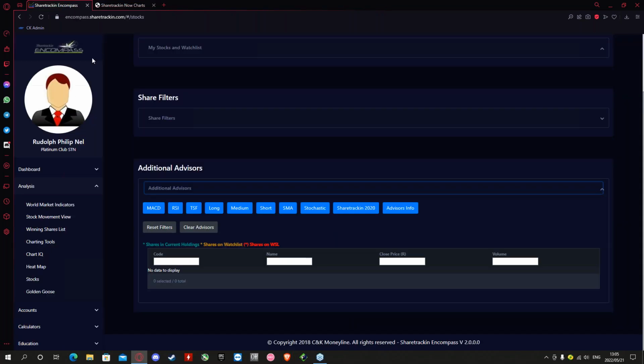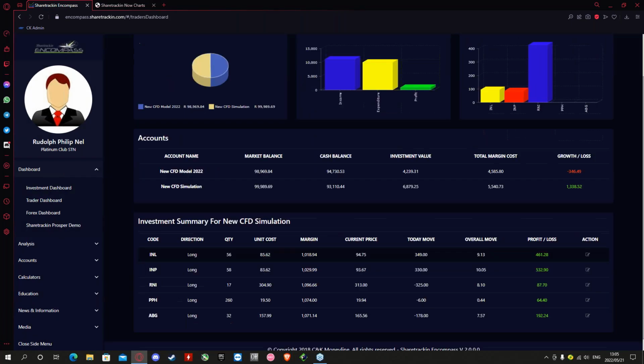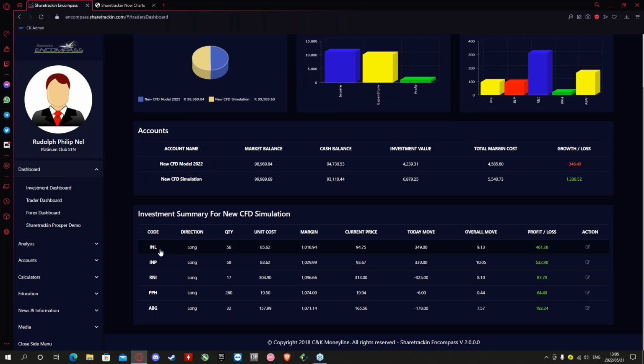If we look at our trader dashboard underneath the new CFD account, we'll see that INL since the 10th grew by 461 Rand.